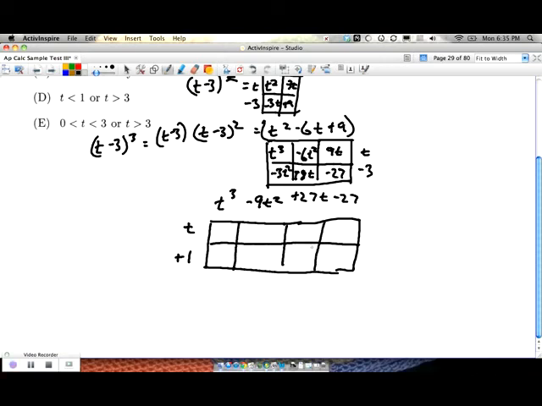t cubed times t is t to the fourth. t cubed times 1 is t cubed. t times negative 9t squared is negative 9t cubed. Negative 9t squared times 1 is negative 9t squared. 27t times t is 27t squared. 27t times 1 is 27t. Negative 27 times t is negative 27t. And negative 27 times 1 is negative 27.